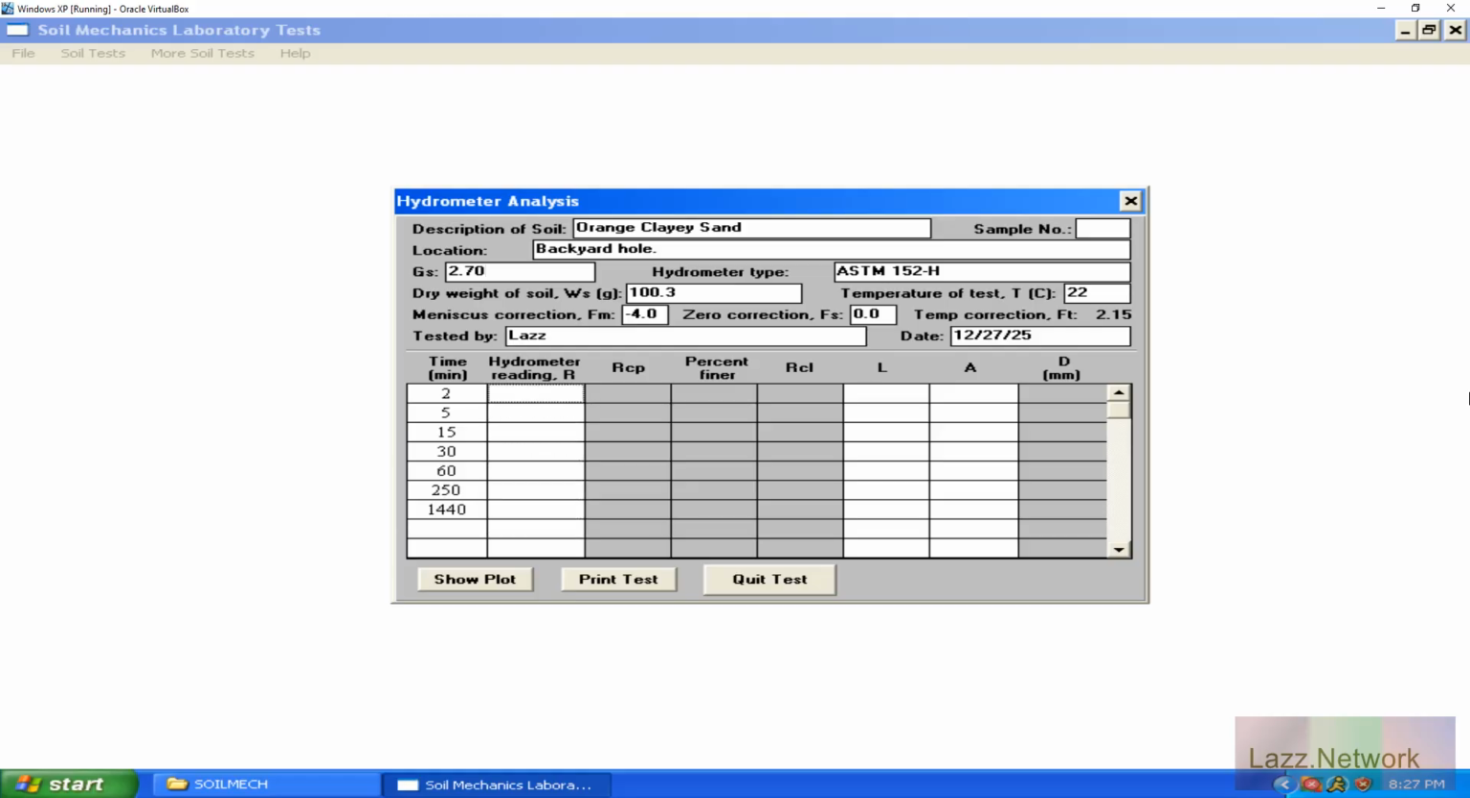As you can see, it's all in minutes. So technically 2 minutes, 5 minutes, 15 minutes, 30 minutes, 60 minutes, that's an hour. 250 minutes, that's 4 hours and 10 minutes. And then 1,440 minutes is 24 hours.